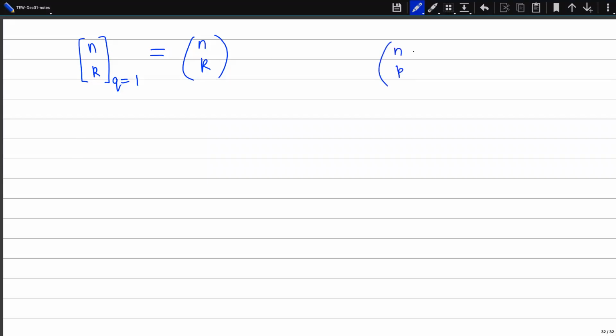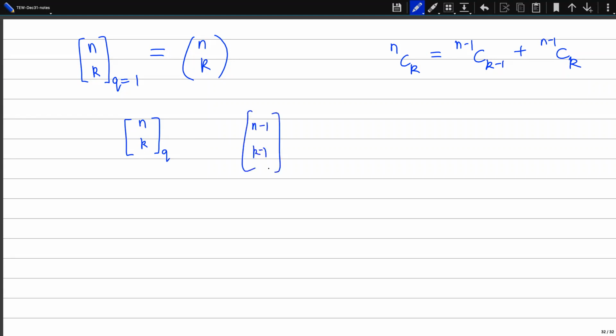about n choose k. So remember, let's switch to our usual n choose k notation. For n choose k, we proved this recurrence: n minus 1 choose k minus 1 plus n minus 1 choose k. Now, I want you to think and tell me what will be the corresponding recurrence for the q binomial coefficients. If I take this polynomial n choose k q, how does this relate to these two: n minus 1 choose k minus 1, as well as n minus 1 choose k?